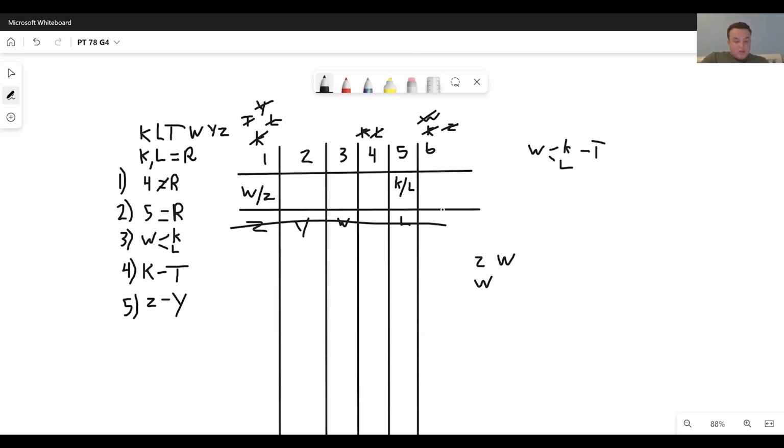As far as C goes, W's audition must take place earlier than L's. So yes, that works, right? W takes place before L. However, there's a case here. To prove this wrong, let's find a case where K can come before W. So if we have K here, ZK.